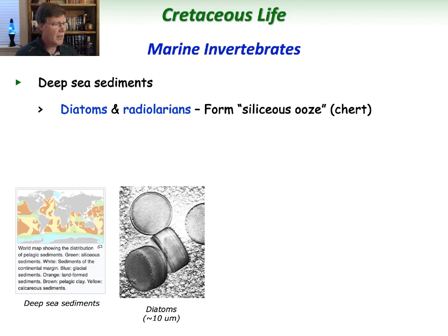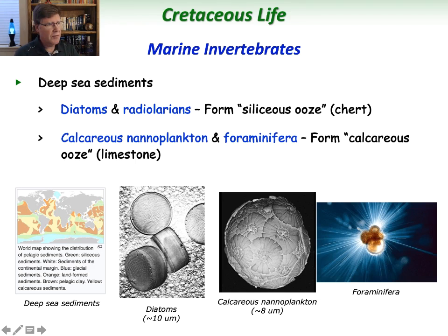Okay, and so we see siliceous ooze being deposited. That's the green areas here, in various regions around the world. Here's a bunch of diatoms. That's 10 micrometers in size. It's very small. The other major kind of sediment is calcareous.